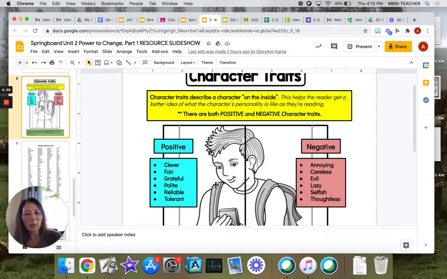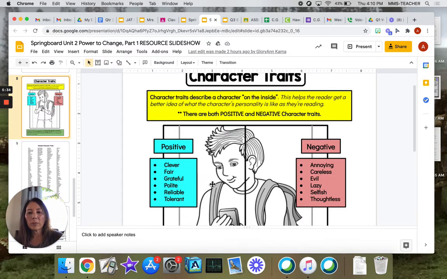Now, think of it as traits that you would want to be known by. Okay, so those are positive, good character traits. Here are some examples of negative character traits, sorry. Annoying, careless, evil, lazy, selfish, thoughtless. Now, I mean, you don't want any of these character traits for yourself, but I want you to go through the list in your composition book, look through the list, and look for 5 to 10 positive and negative traits, and please list them in your composition book. Okay?